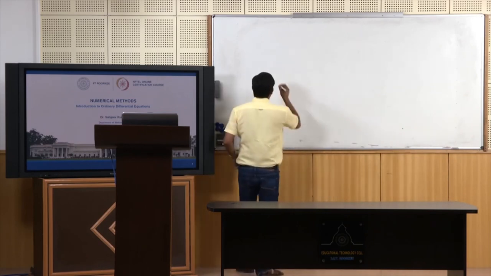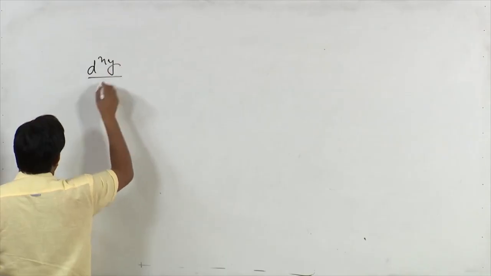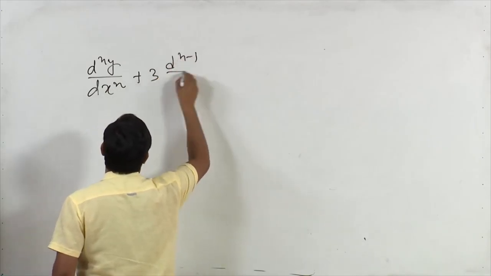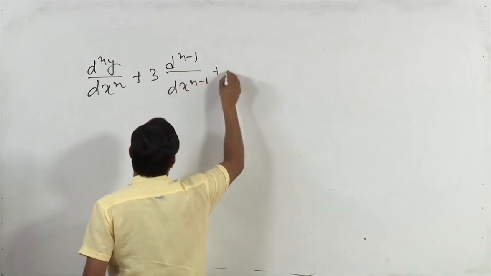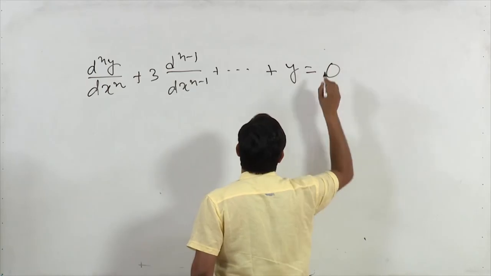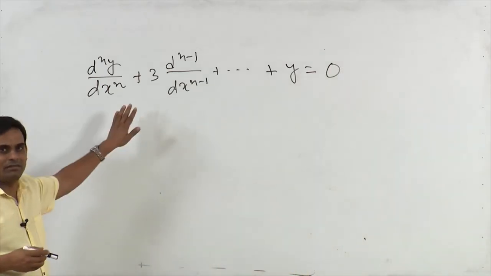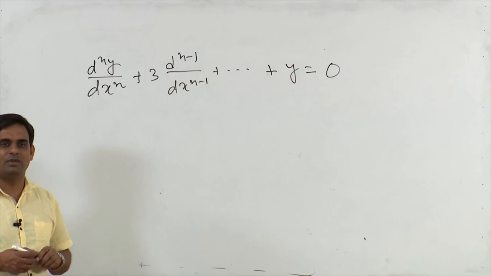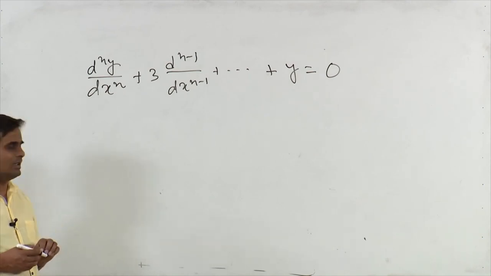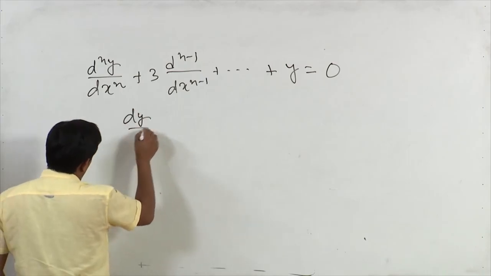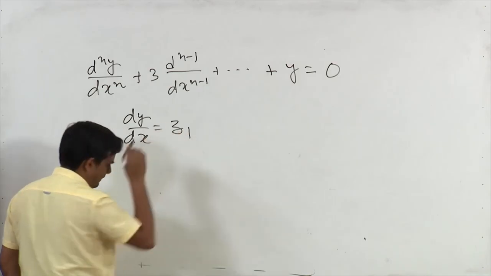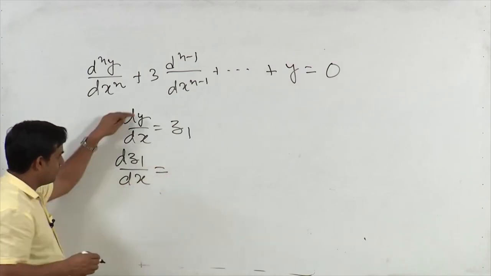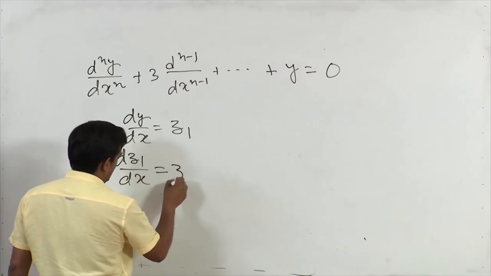So, for example, if you have a differential equation equal to zero or something else, it is an nth order differential equation. If I want to reduce it into a system of n first order differential equations, then what will I do? First of all, I will take dy over dx and call it z1. Then I will take dz1 over dx, that is basically d2y over dx square, and write this as z2, and so on.